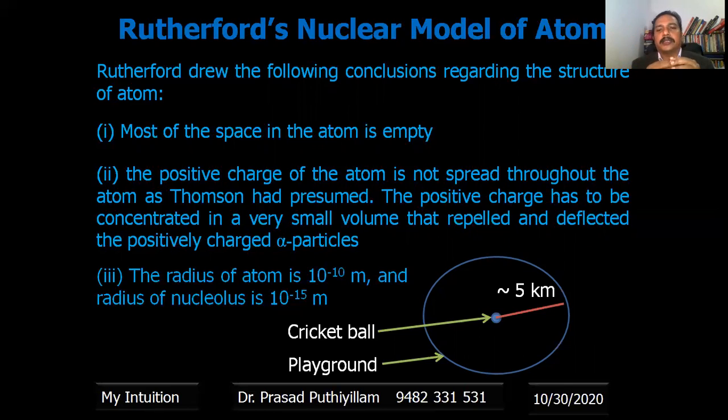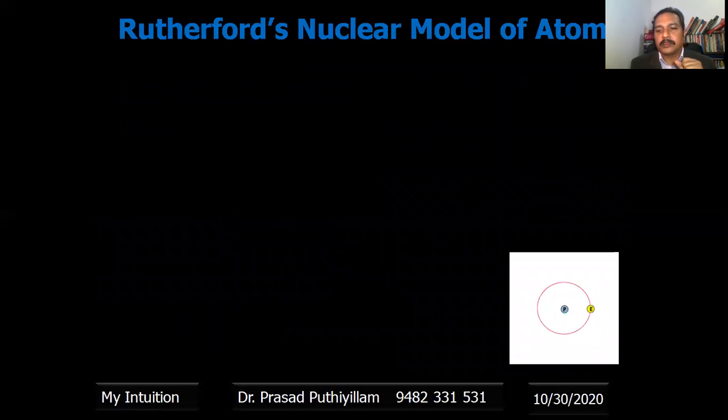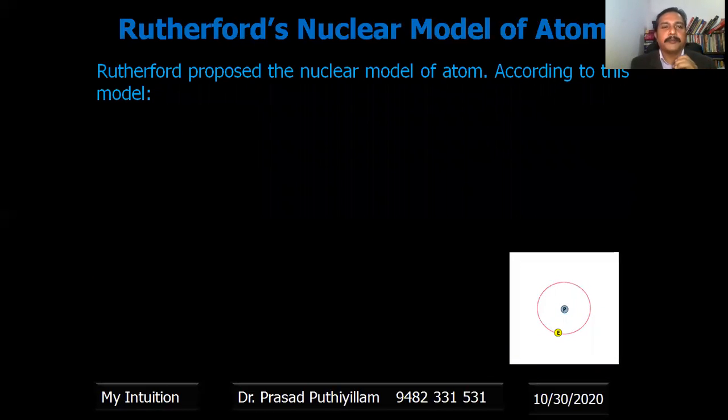So the positive charge center is very small, not a watermelon type structure as proposed by J.J. Thomson. That is experimentally disproved by Rutherford's nuclear model. So he proposed a model of atoms. Rutherford's atom model is represented in the picture. So Rutherford proposed the nuclear model of atom.